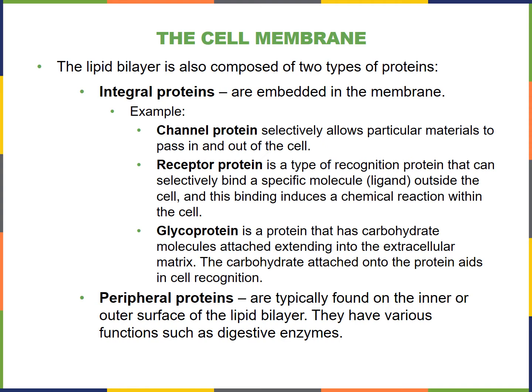The glycoprotein is a protein that has a carbohydrate molecule attached, extending into the extracellular matrix. The carbohydrate attached to the protein aids in cell recognition. So this is like a flag. You know, when you raise a flag to show the building, you have the United States flag on top of the building, stuff like that. So the carbohydrate attached to the protein aids in cellular recognition, so a specific molecule can come and bind to it.